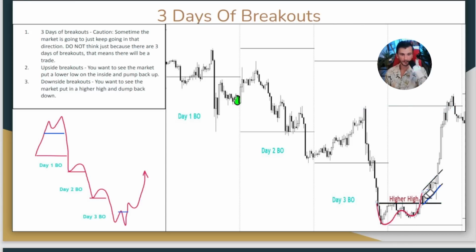Really, just the important parts are understanding the characteristics of the setup: multiple days of dump, a day that has closed preferably in breakout, 3 days of breakouts, and then, of course, went back into consolidation, put in a peak formation low, made a higher high, and that's the beginning of the trade.